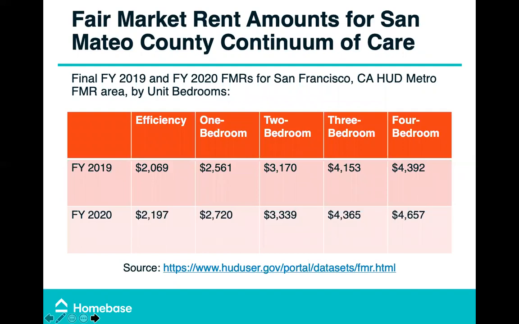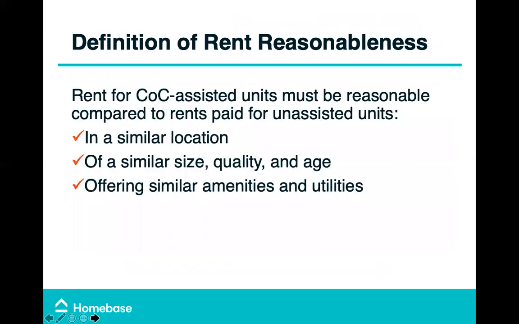FMR is typically lower than market rent, especially in California. So aligning your start and end date with the FMR publications, which typically follow the federal fiscal year, can be beneficial in your ability to better keep up with local rents. On the next slide, we'll turn our attention to the definition of rent reasonableness.